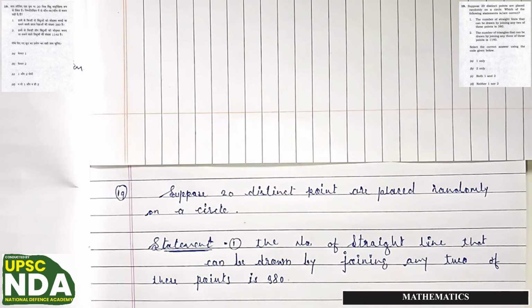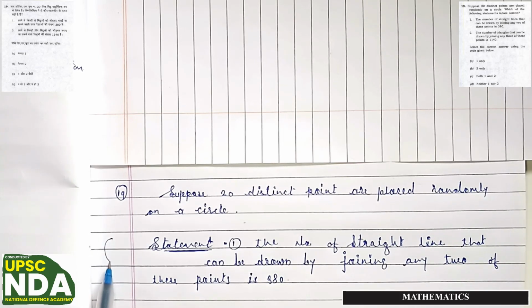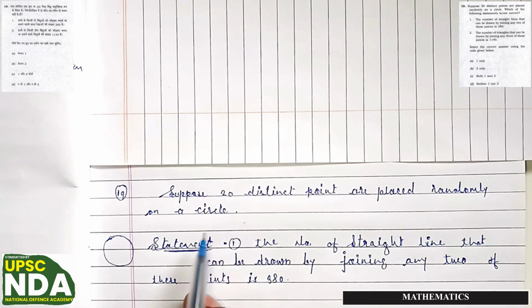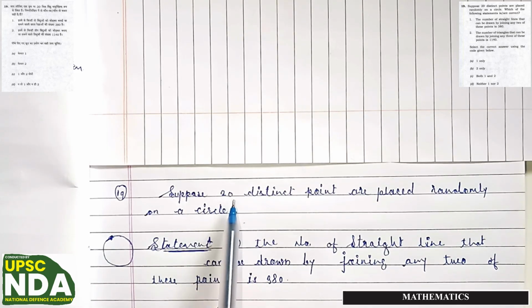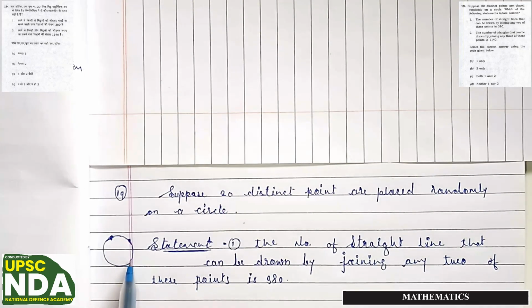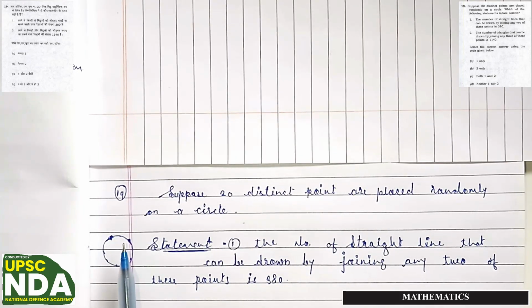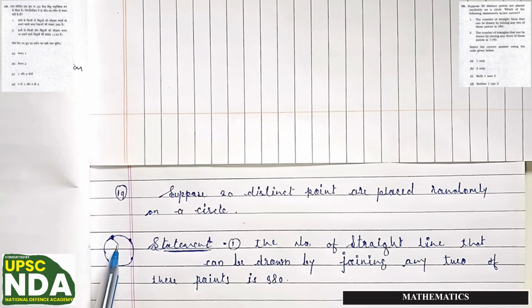That means we have a circle over here, and we have to plot 20 distinct points. Distinct means they cannot coincide; they are at distinct places: 1, 2, 3, and so on, 20 distinct points on the circle. We have to draw the straight line by joining any 2 points. Consider this point and this point; if I join them, that is one line. The claim is that joining any 2 points gives 380 straight lines.